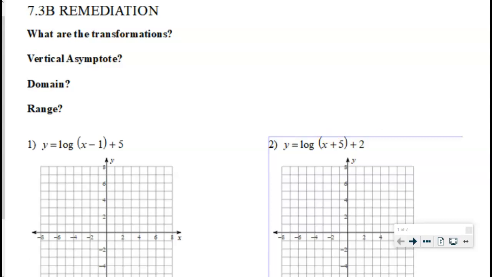So what are the transformations? We're talking right, left, up, down. Where's the vertical asymptote? We'll talk about that in a minute. The domain and the range are things that I'm going to have to ask you to answer for me here.